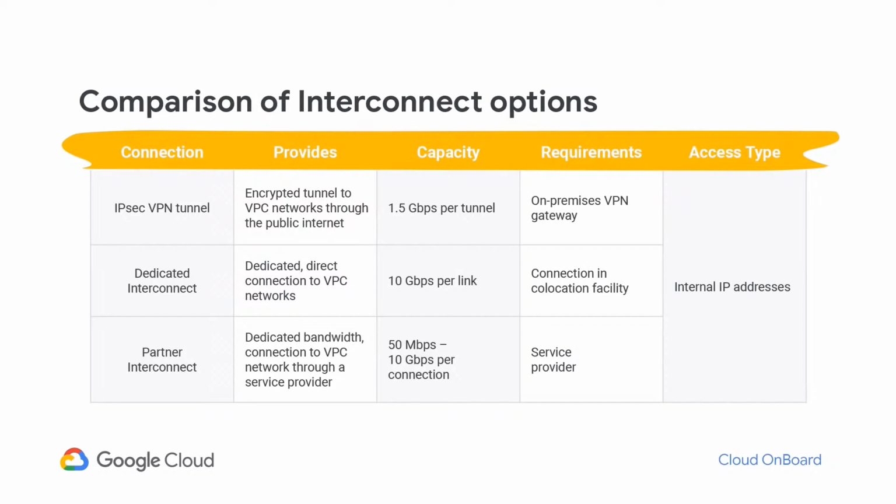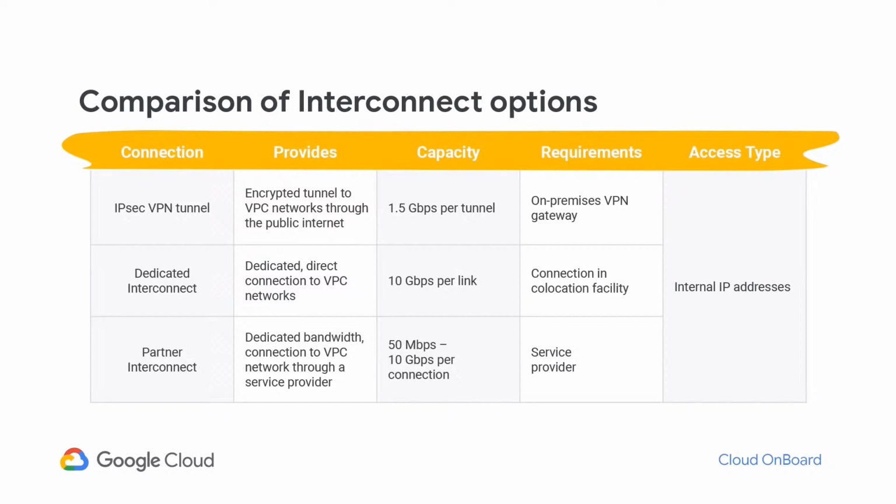Let's try and understand a comparison between these. The VPN tunnels that Cloud VPN offers have a capacity of 1.5 to 3 gigabits per second per tunnel, and they require a VPN device on your on-prem network. You can configure multiple tunnels if you want to scale this capacity.